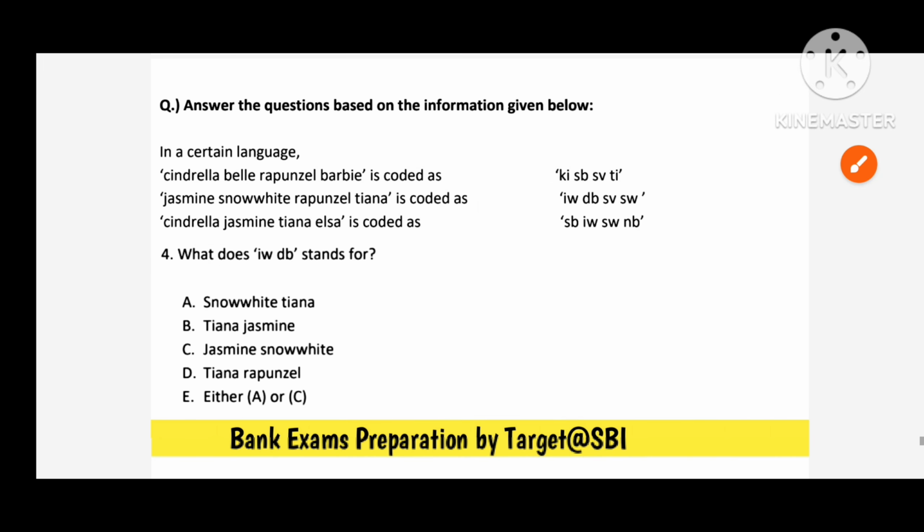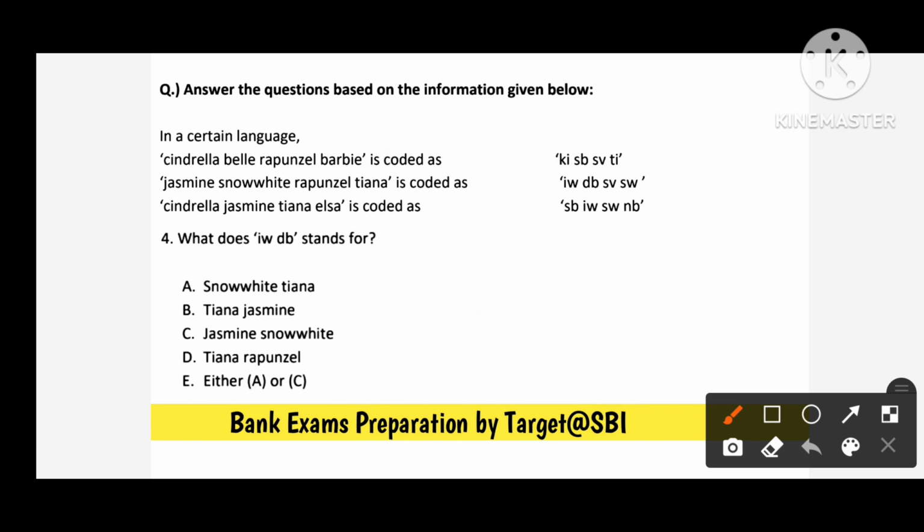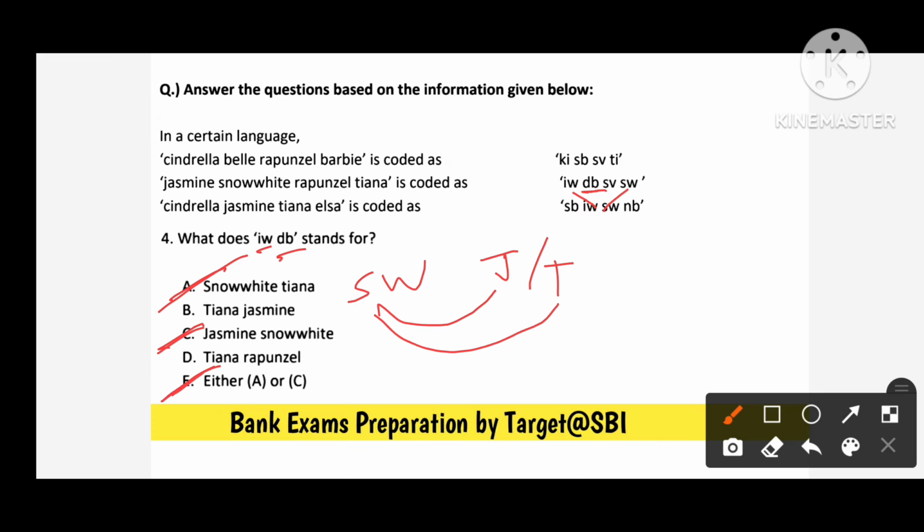Next, question number 4. DB is a single one in the second statement, which is nothing but Snow White. Next, IW is here and SW is also common. So IW has possibilities, which are Jasmine and Taina. So our answer must be Snow White, Jasmine, or Snow White, Taina. So option A or option C is the answer, so option E is the answer for this one, which is either A or C.